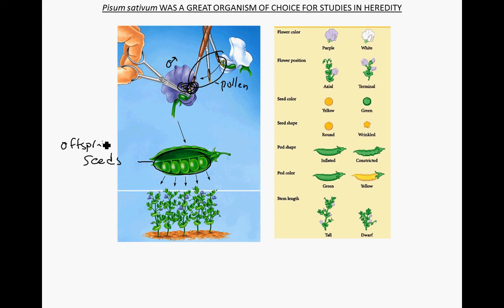And the other thing that makes this a good organism of choice is that there are many easily observable phenotypes, as you see on the table on the right here. So you can look at the flower color, self-explanatory. The flower position is either axial or terminal. The flower color was purple or white. And so you have these, right? These are known as discrete characteristics or discrete phenotypes here. It's either-or. You didn't have like a light purple, like white but with a little purple. You had either purple or white. It was obvious. The flower position was either axial or terminal, right? Seed color, seed shape, pod color, stem length.